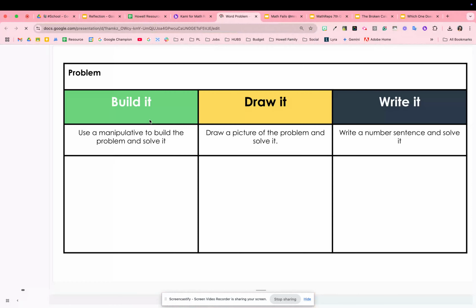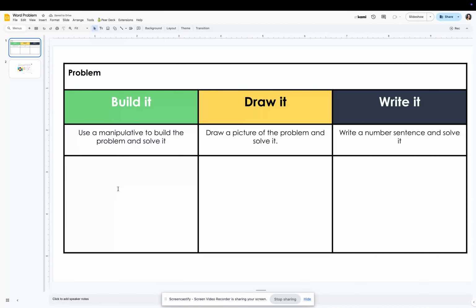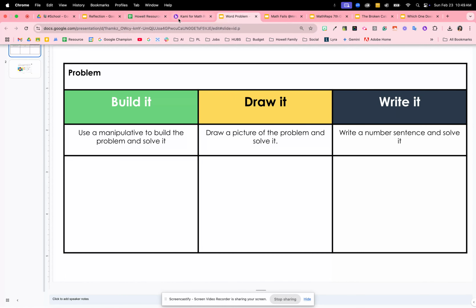Next up is word problems, where students are going to build it, draw it, and write it. They first use manipulatives to build the problem and solve it. Then they're going to draw a picture of the problem, and then they write it. Word problems can be very difficult for students, so using this build it, draw it, write it can support your students' learning.